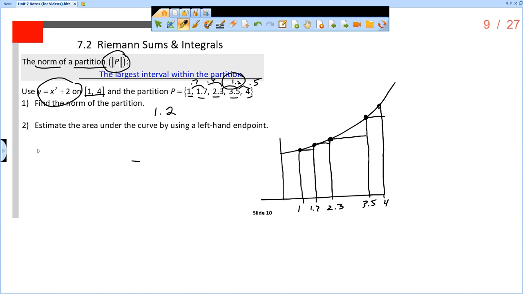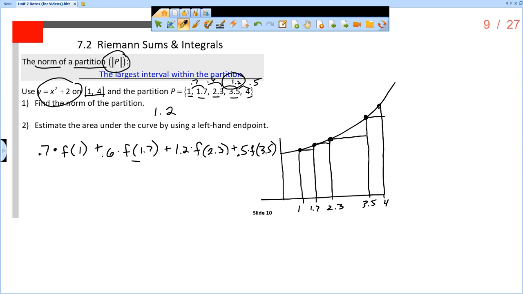So we're taking the width of 0.7 times the height, which would be f of 1, the left-hand endpoint. Plus the next width is 0.6 wide times the height, which would be f of 1.7. And then plus the next width is 1.2 times the height, where the left-hand endpoint is f of 2.3. And then lastly, the last one is 0.5 wide times f of 3.5.